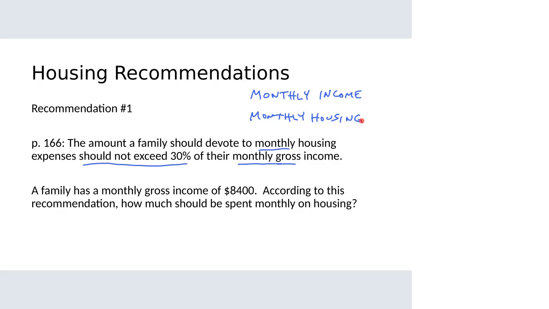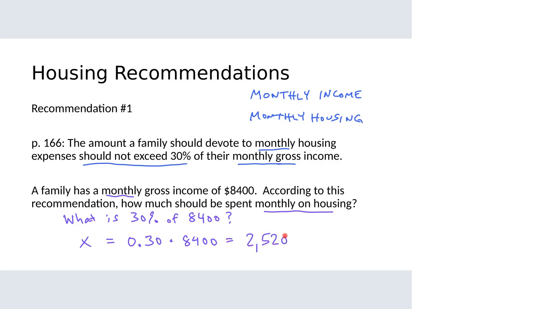Looking at the problem down below there, a family has a monthly gross income of $8,400. According to this recommendation, how much should be spent monthly on housing? Well, we should not exceed 30% of their monthly gross on housing. So this kind of goes back to the beginning of this chapter. The question we're really being asked here is, what is 30% of 8,400? We know their monthly gross income, and we're being asked how much they're going to spend monthly on housing. So what is 30% of 8,400? All we need to do is multiply those together, and it's $2,520.